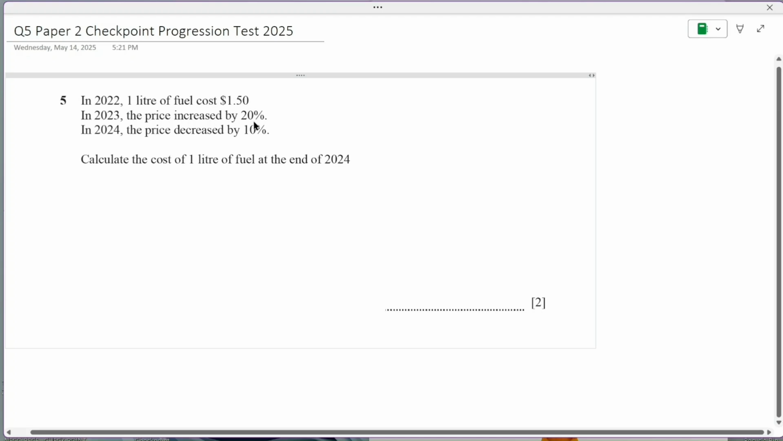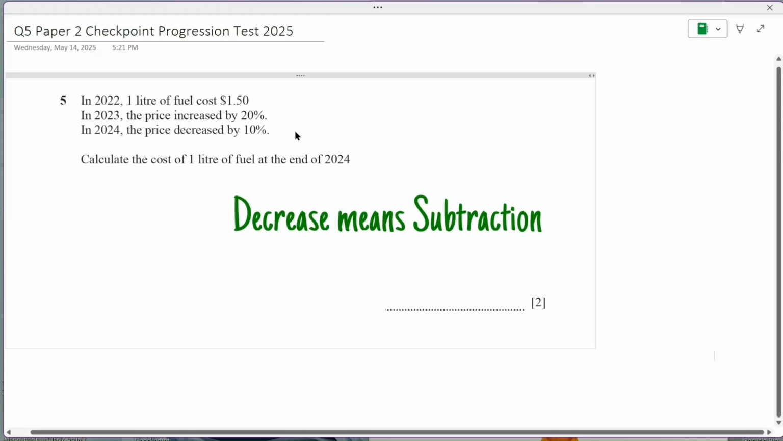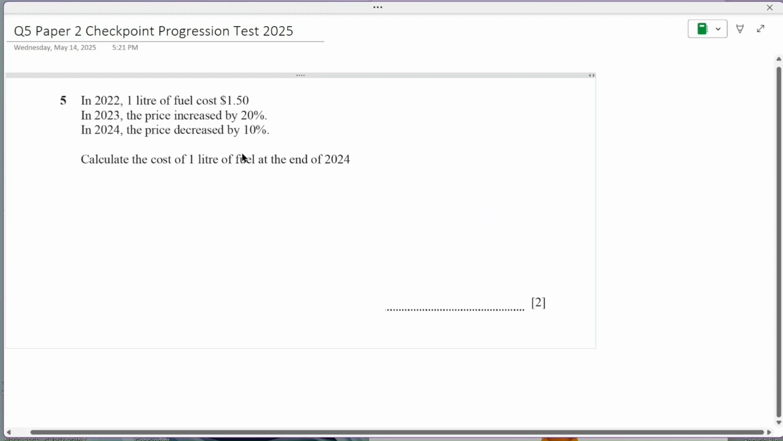It increased by 20% in 2023, and you're asked to find its value at the end of 2024, where it dropped by 10%. Now, to solve this question, you have to find 20% of the price, then add it to the initial value. Then the new answer you get, you find 10% of it, then you subtract it from your price in 2023. Let's just do the question so you can understand.